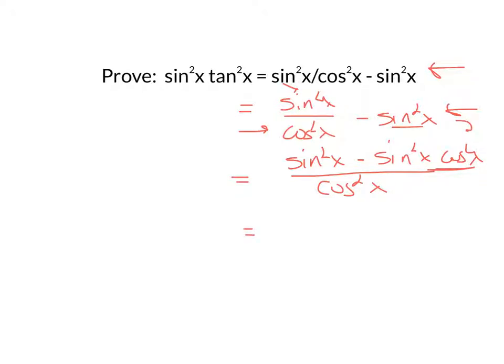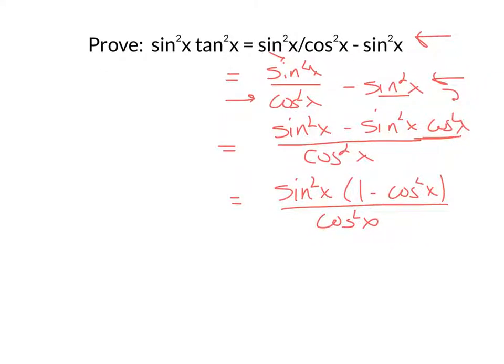Okay, I'm looking at my numerator. They both have sine squareds. Both terms do. So I'm going to take out the sine squared, or factor it out. That leaves me 1 minus cosine squared over cosine squared. Now, every time I see this, the 1 minus cosine squared, I have to remember that's really sine squared. So I have sine squared times sine squared over cosine squared.